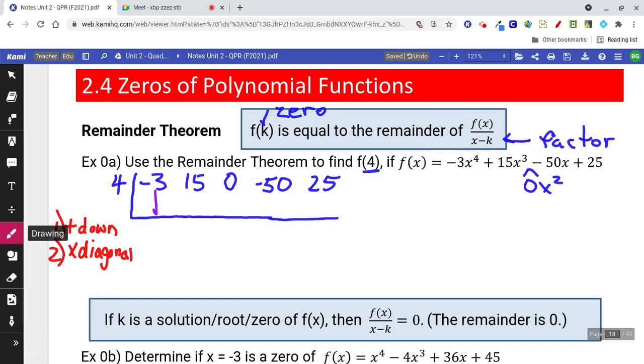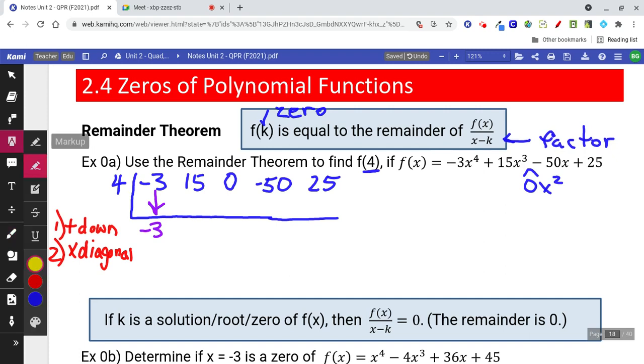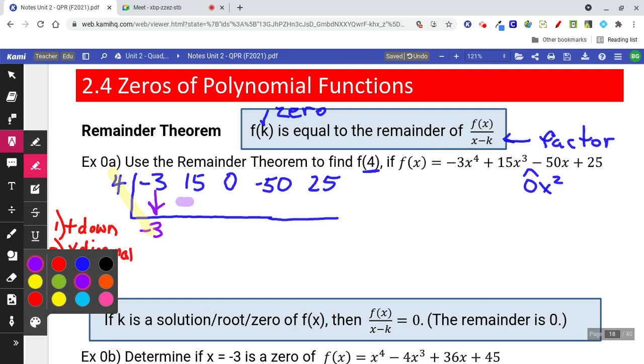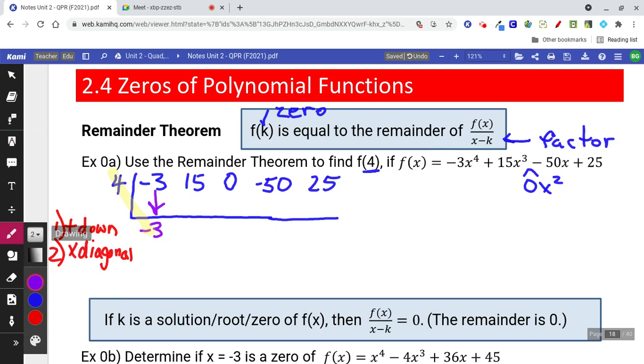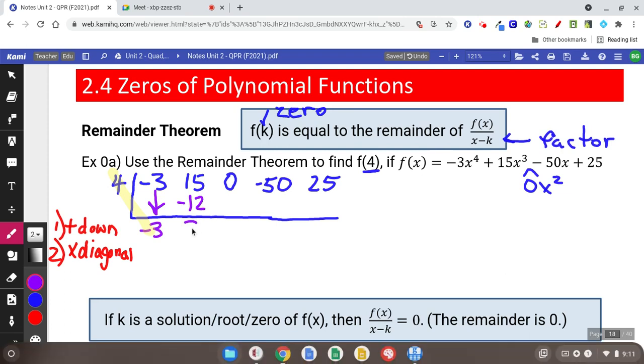So first number we start with is -3, and there's nothing to add it to, so just bring it down. Add down, you get -3. And then when I say multiply diagonal, I'm talking about like this number times this number. 4 times -3 is -12. And I write it down right there. All right, just keep doing those steps over and over again. I'm going to add straight down. 15 plus -12 is 3.